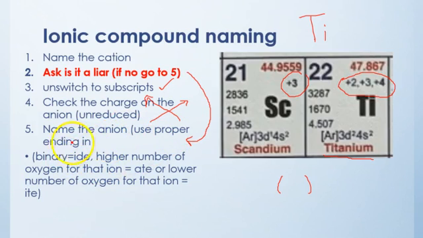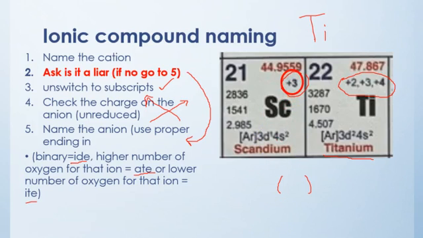I'm going to use the proper ending for my anion. If there's only 2 elements, the ending will be "ide." If there's a higher number of oxygen for that particular ion, off that orange and blue chart, the ending will be "ate." And if it was the lower number of oxygen off the orange and blue chart, my ending will be "ite."